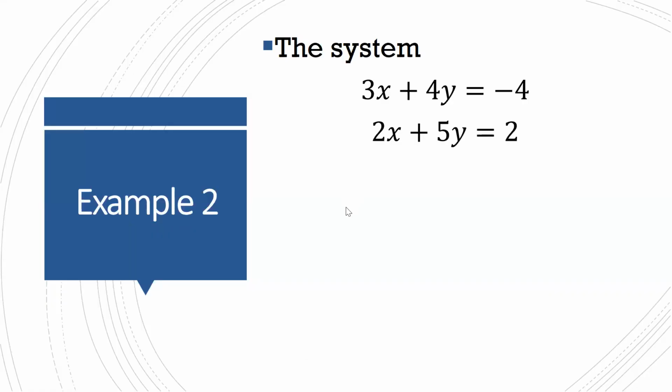Here is example 2. We have the system 3x plus 4y equals -4, and 2x plus 5y equals 2. Once again, the first step of the elimination method is done for us. The x's are aligned, the y's are aligned, the equal signs are aligned, and the constants are aligned.